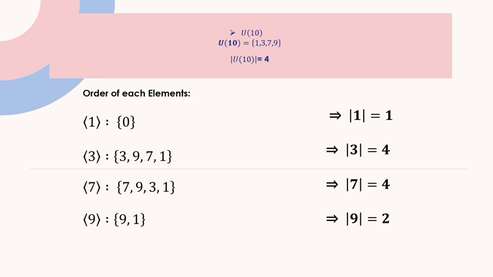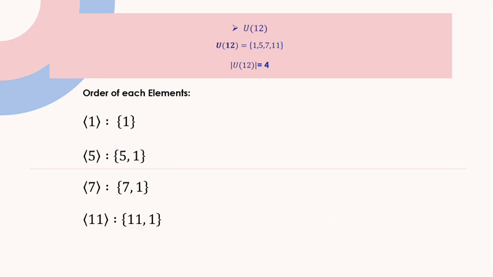For number 9, the elements under number 9 are 9 and 1. Therefore, the order of number 9 is equal to 2. Let's proceed to another page. U of 12. The elements of U of 12 are 1, 5, 7, and 11. Therefore, the order of U of 12 is equal to 4.